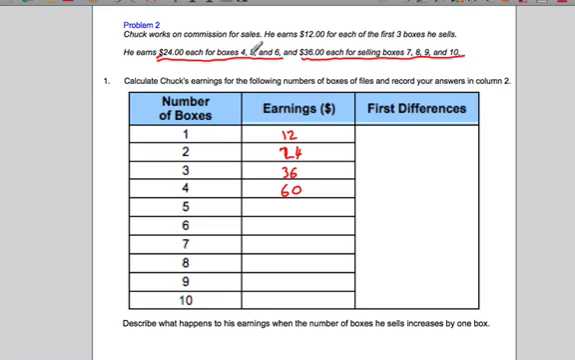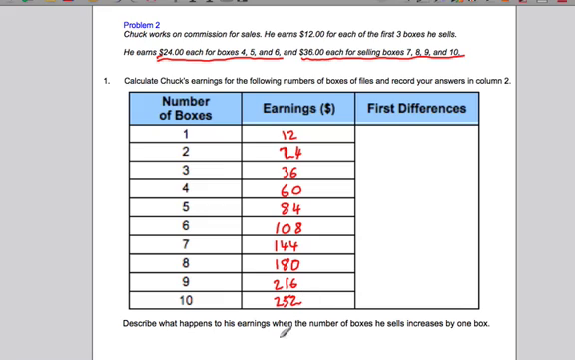And then he'll earn another $24 for the fifth box. So 24 plus 60 is 84. And then another $24 for the sixth box. So that's 108. And $36 for the seventh box. Well, 108 plus 36 is 144. And 36 plus 144 is 180. 180 plus 36 is 216. And 36 plus 216 is 252.